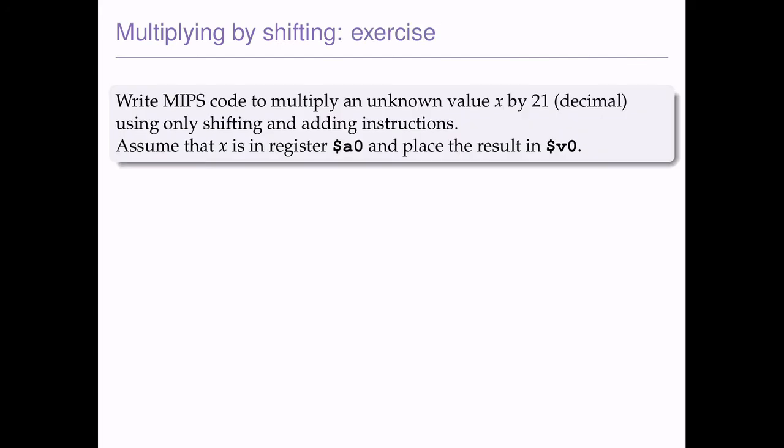Okay, so let's have a look at another example. This is one which is a bit more generic, where we don't know the value, but we want to multiply it by 21. So how would we do this? Well, we assume that x is in A0, and we want to put the result in V0, so let's have a look at how we would do this.